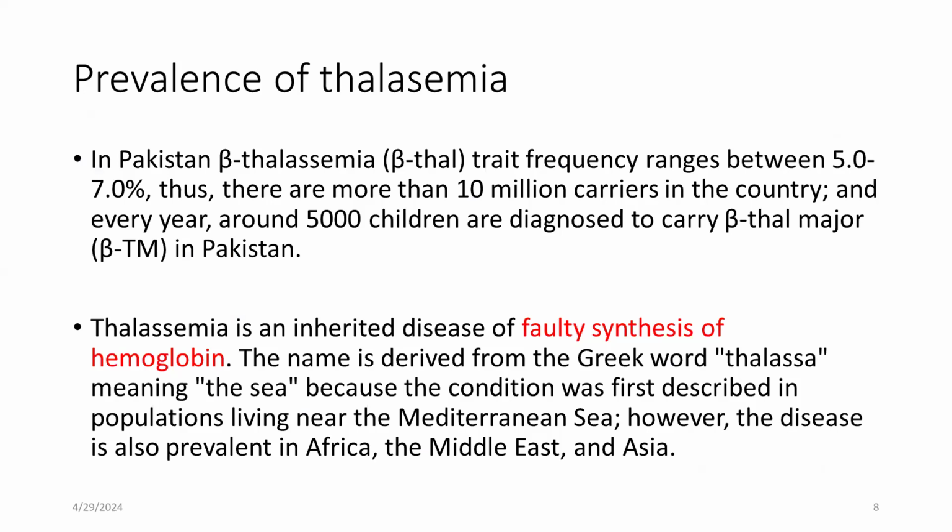The thalassemia carrier rate in Pakistan ranges between 5 to 7%. Thus, there are more than 10 million carriers in the country, and every year around 5,000 children are diagnosed with thalassemia in Pakistan. Thalassemia is an inherited autosomal disease of hemoglobin. Its name is derived from the Greek word thalassa, meaning sea, and the condition was first described in populations living near the Mediterranean Sea. Usually, it is found in Africa, the Middle East, and Asia.